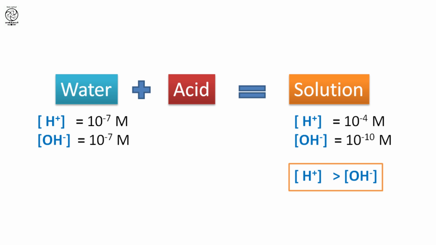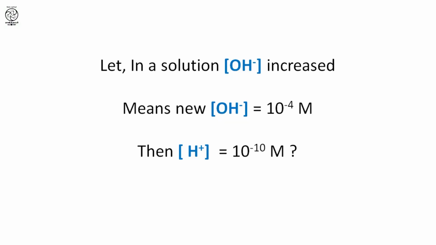Likewise, when you increase the concentration of OH negative ions, if the concentration of OH negative ions is 10 to the power minus 4, in that case the concentration of H positive ions in the solution will be 10 to the power minus 10. Why is this so?